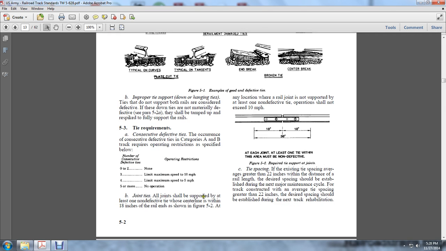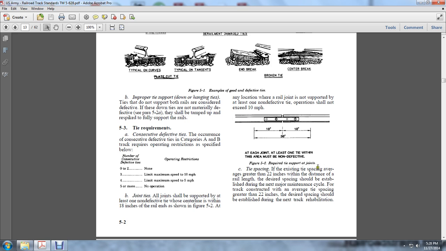All joints shall be supported by at least one non-defective tie centered within 18 inches of the rail ends, as shown in Figure 5.2a. Any location with a rail joint not supported by at least one non-defective tie, operation shall not exceed 10 miles per hour. At each joint, at least one tie within the area must not be defective. The 18 inches and the 18 inches make a 36-inch split joint.